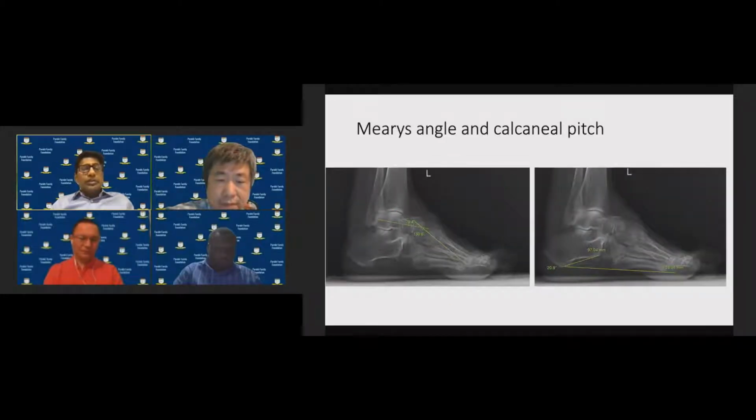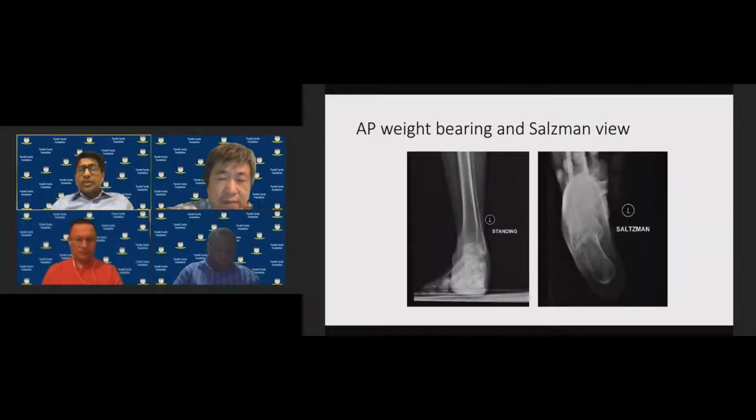And when you see the angle over here, you see Meary's angle. This is the first metatarsal, and you can see the talus angle. There is so much drop over there. The calcaneal pitch angle shows so much widening of the calcaneal pitch that shows the cavus foot. And you can see that the Saltzman view shows a lot of varus, and the AP of the ankle shows a normal joint. And you can see the bony deformity of the calcaneum because of the chronic and long-standing deformities.